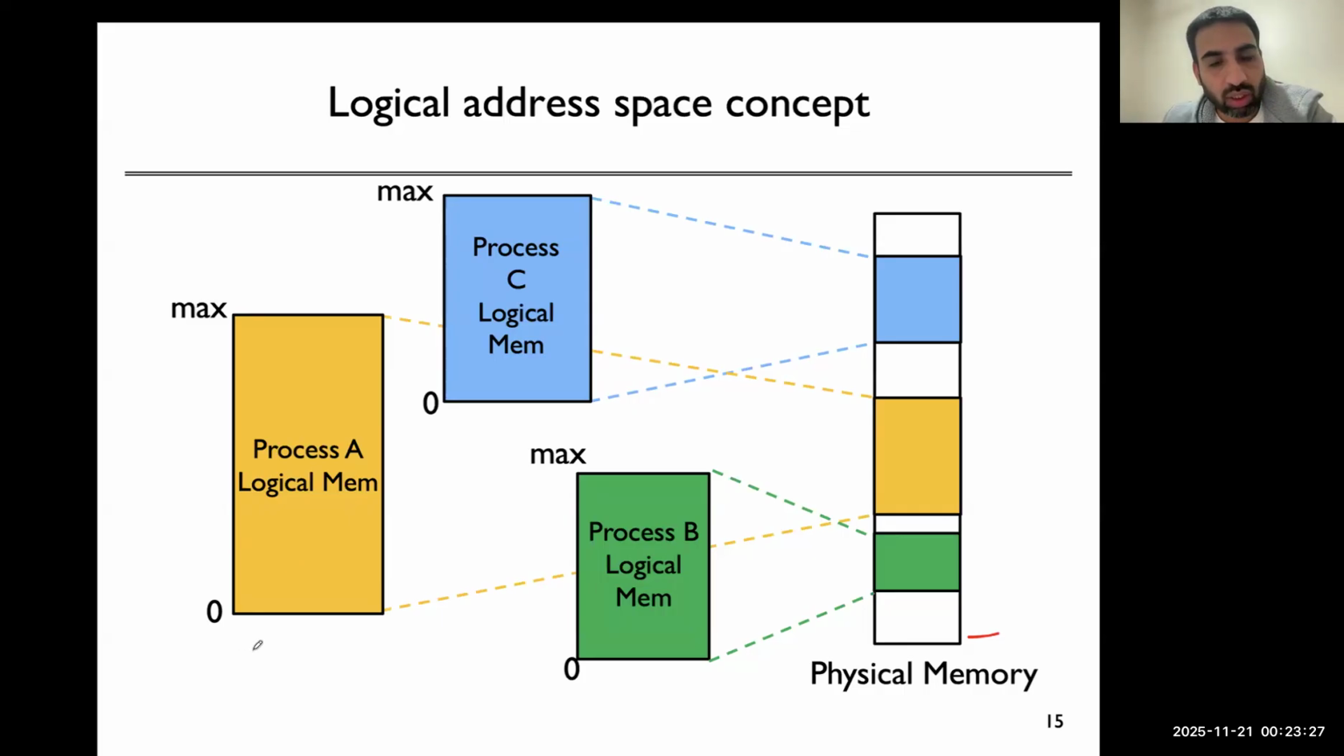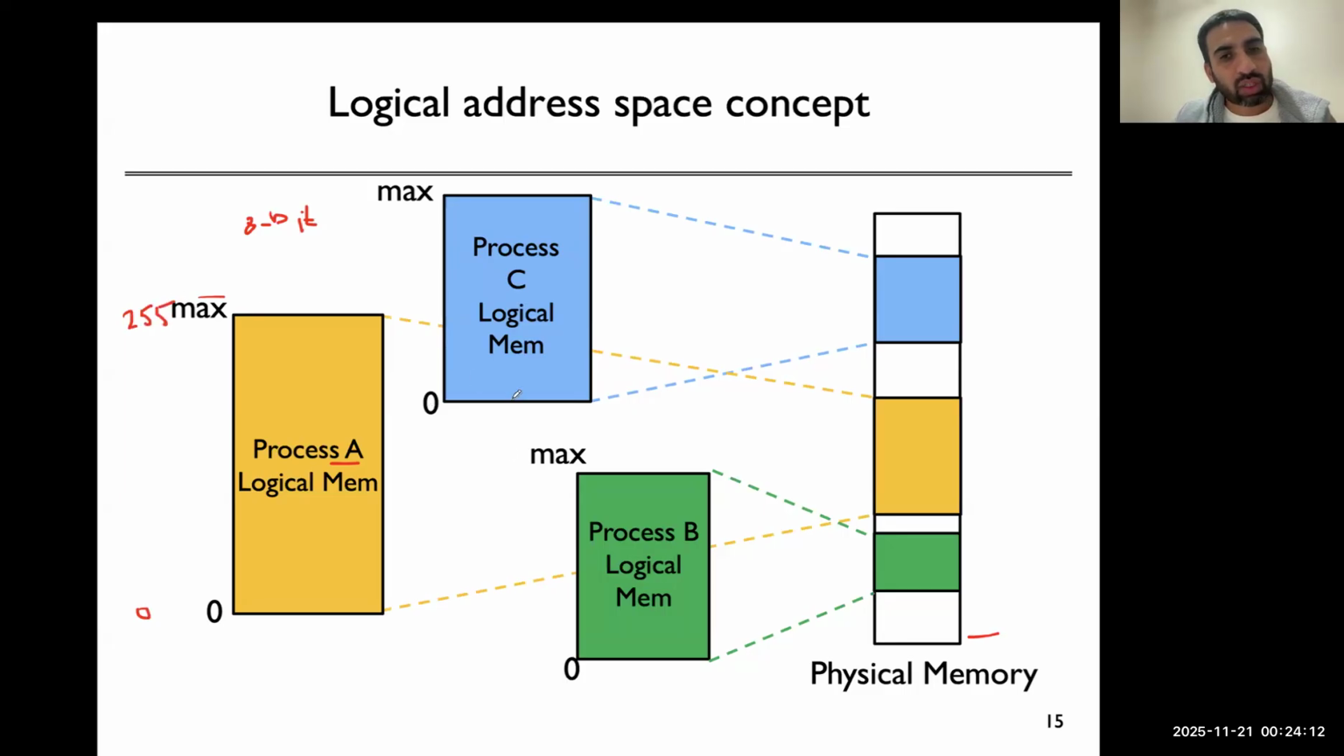Now, if we have these two different ideas, where a logical address is a different concept than the physical address, what flexibility does it give us? Let's say you have a process A. Process A will generate its logical addresses in a range 0 to max. What is max? Let's say the address is 8-bit. What is the total range of addresses you can generate? 0 to 255. So max will be 255.